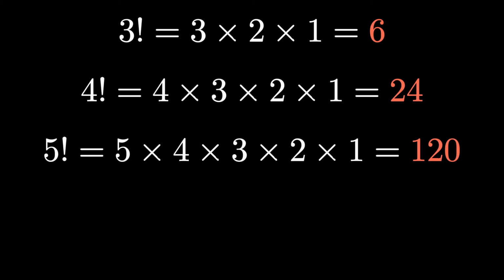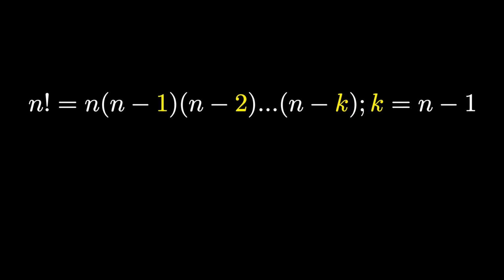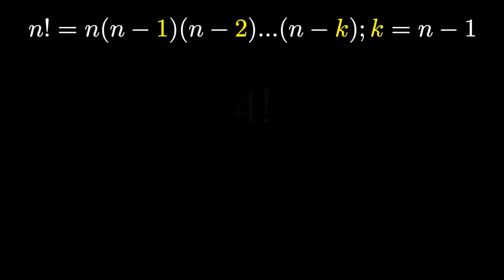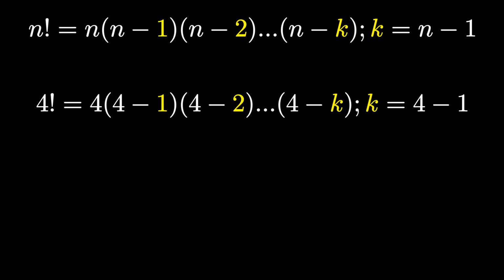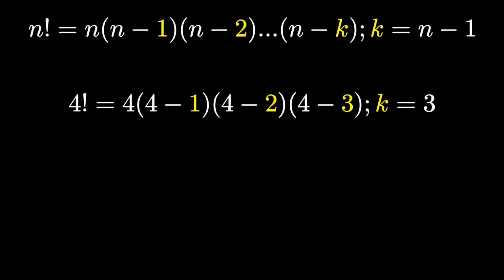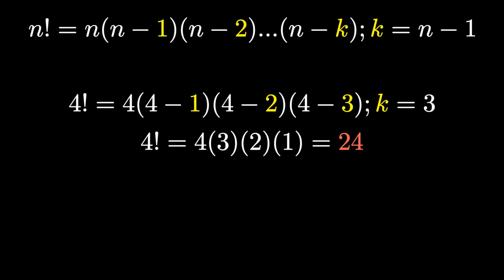There's actually a formula to calculate the factorial of any number n, where n factorial is equal to n times n minus 1 times n minus 2 up until n minus k, where k is equal to n minus 1. So let's say we wanted to calculate 4 factorial using this formula. First, we calculate k, which is 4 minus 1, which is 3. So 4 factorial is equal to 4 times 4 minus 1 times 4 minus 2 times 4 minus 3, and we would stop here. When we simplify this, it all simplifies to 24.